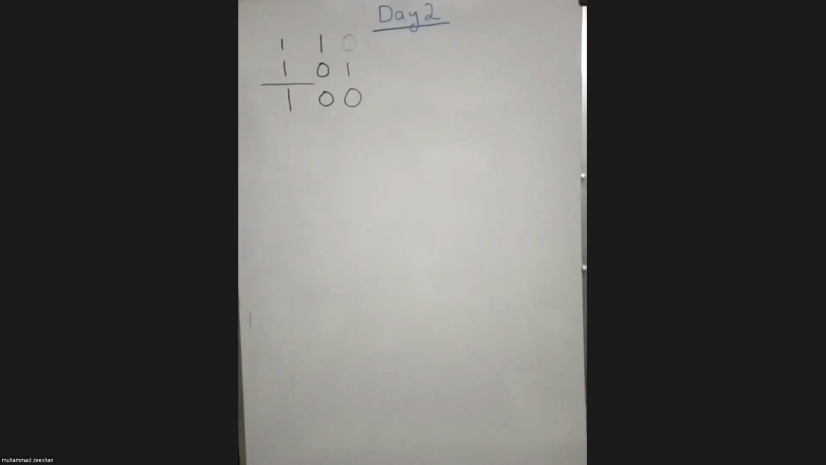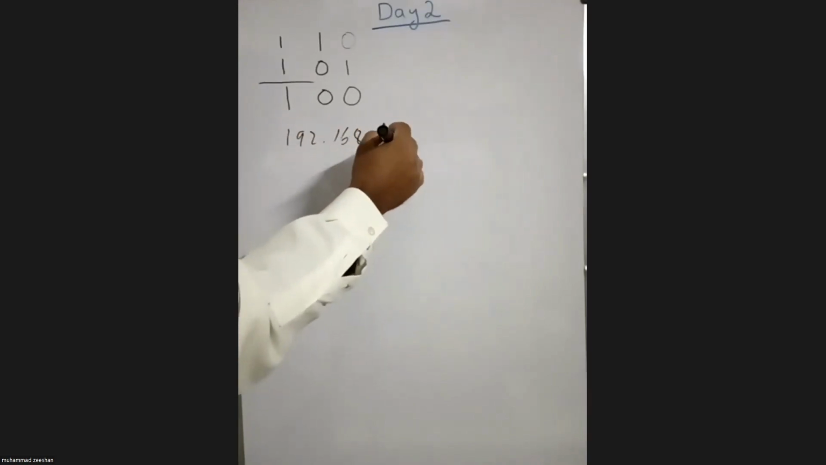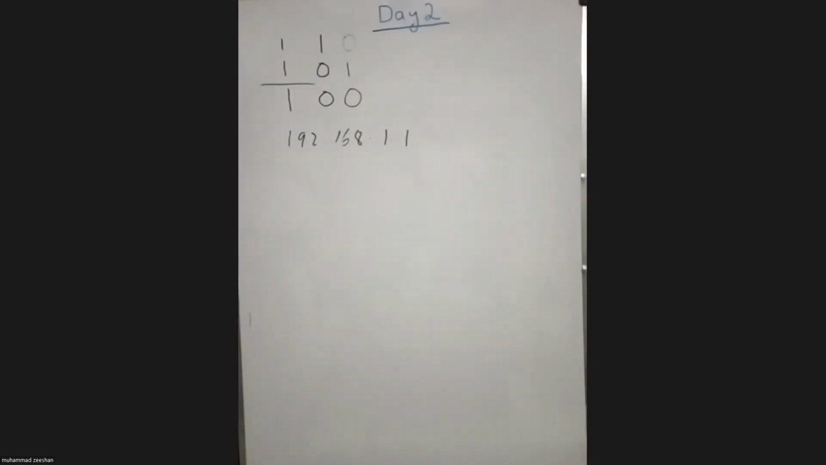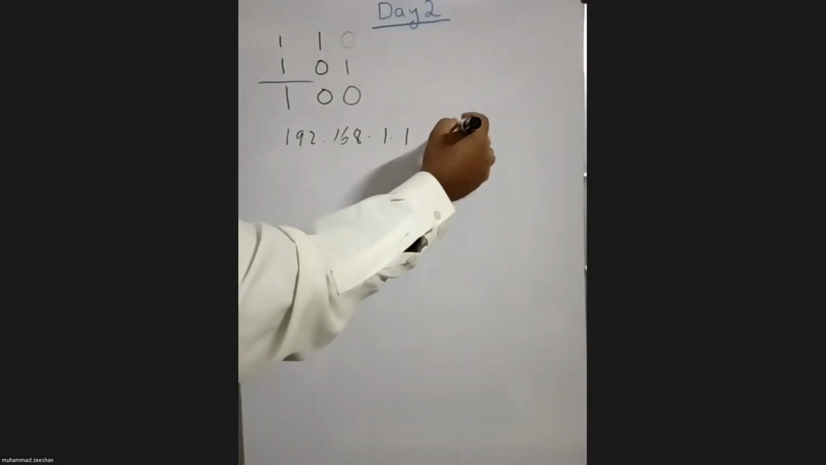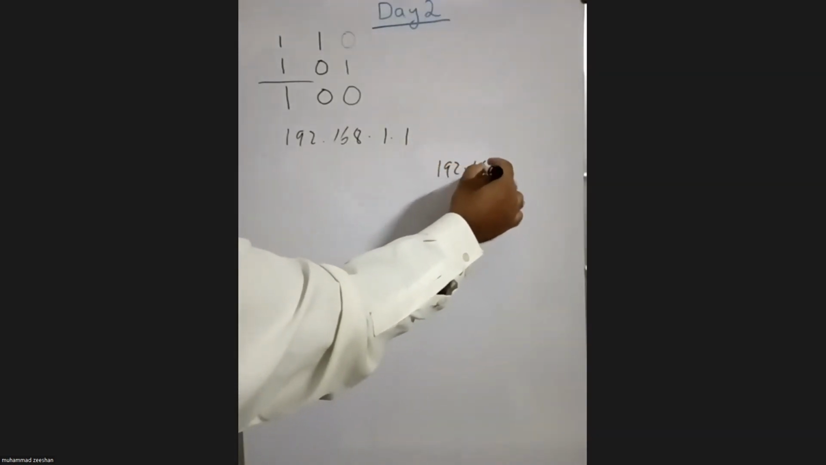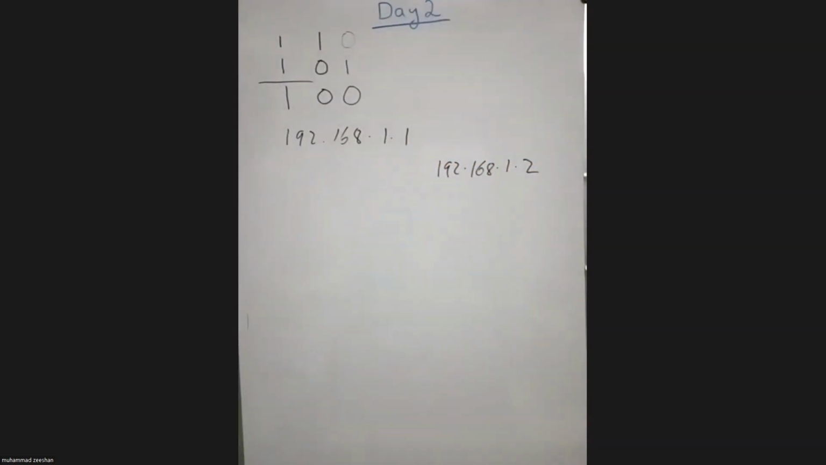So I say my IP address is, let's say, 192.168.1.1, and I want to talk to the IP address 192.168.1.2. I don't know the MAC address of 1.2. So I will broadcast in my complete network who has the MAC address.